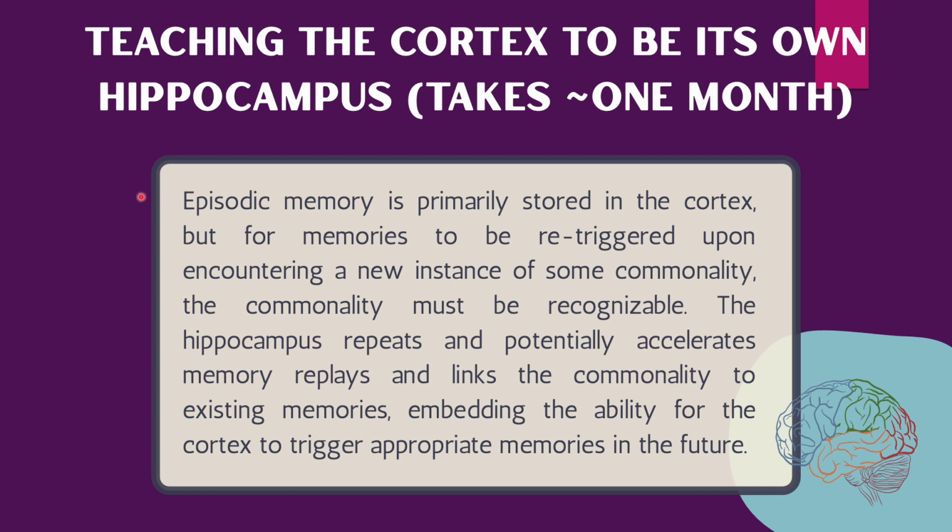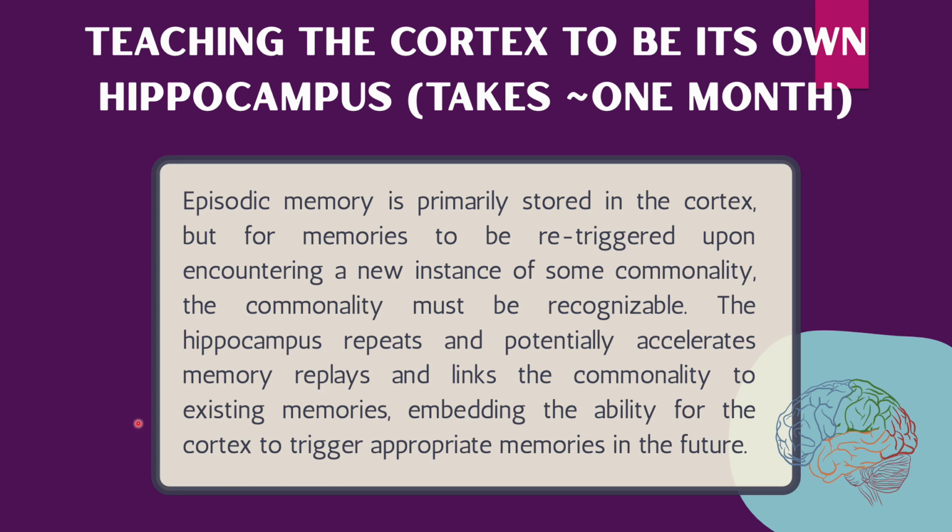And what the slide here says is episodic memory is primarily stored in the cortex. That's fairly, a large number of people subscribe to that. But for memories to be re-triggered upon encountering a new instance of some commonality, the commonality must be recognizable. The hippocampus repeats and potentially accelerates memory replays and links the commonality to existing memories, embedding the ability for the cortex to trigger appropriate memories in the future.